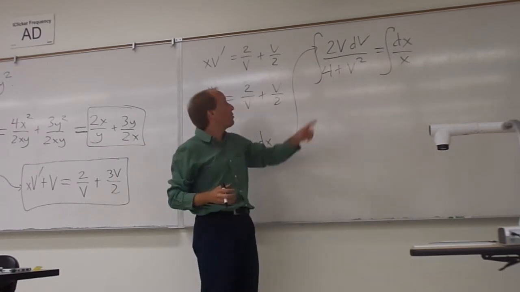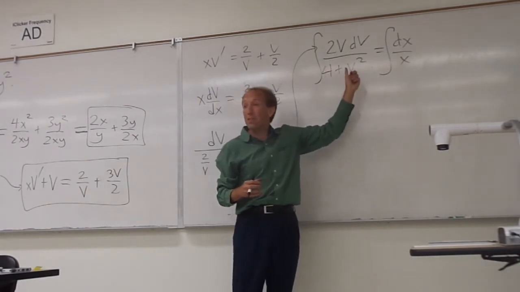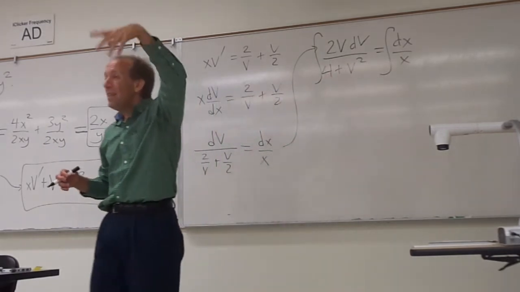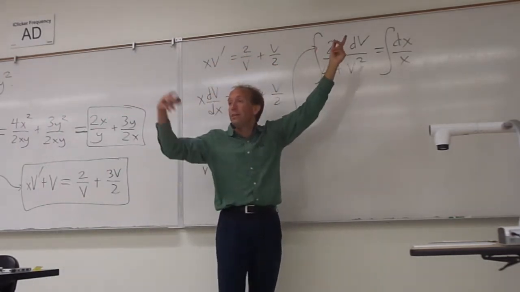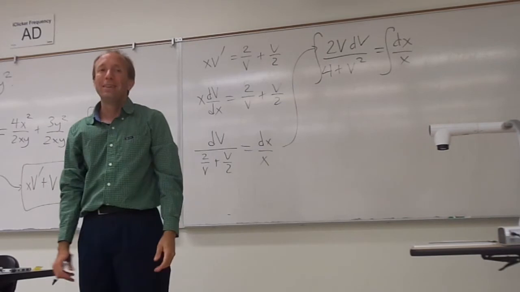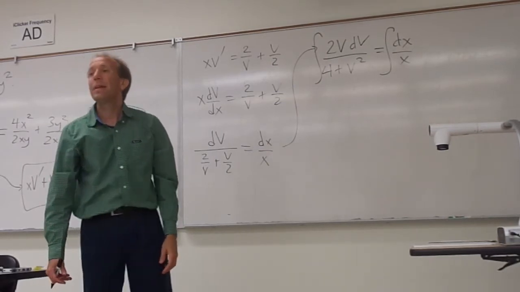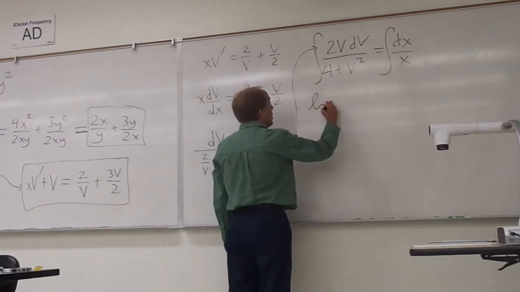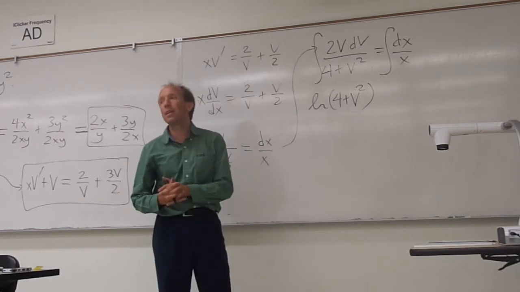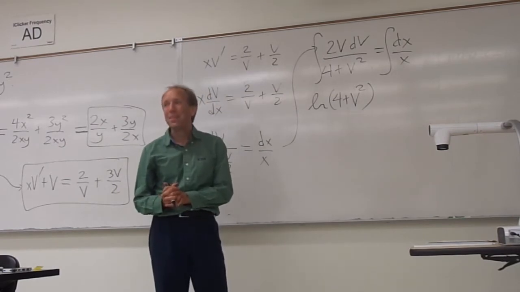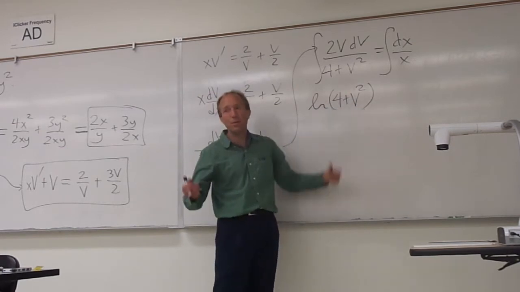U-substitution, right? In fact, the derivative of the denominator, the derivative of 4 plus v squared, is exactly 2v dv, which is what's on top. So this is literally just the integral of du over u, which is what? The natural log of whatever u was, which in this case I'm going to just plug right back in: 4 plus v squared. I'm going a little quick through the integration. We don't need absolute values because v squared is always positive. This is always positive, right? So no absolute values are needed.